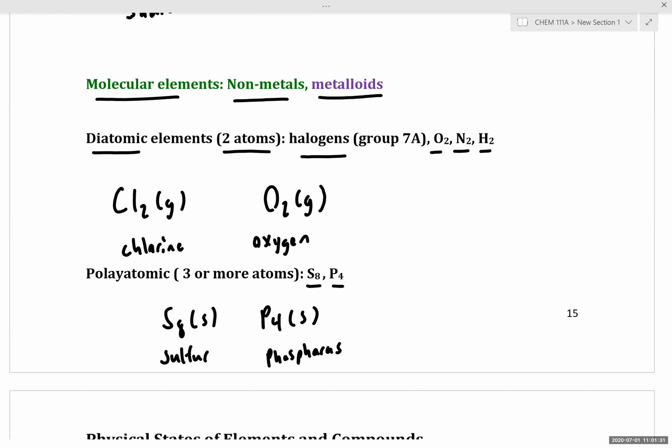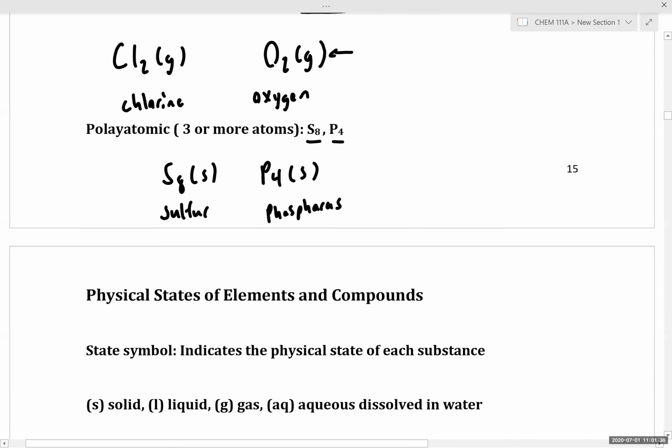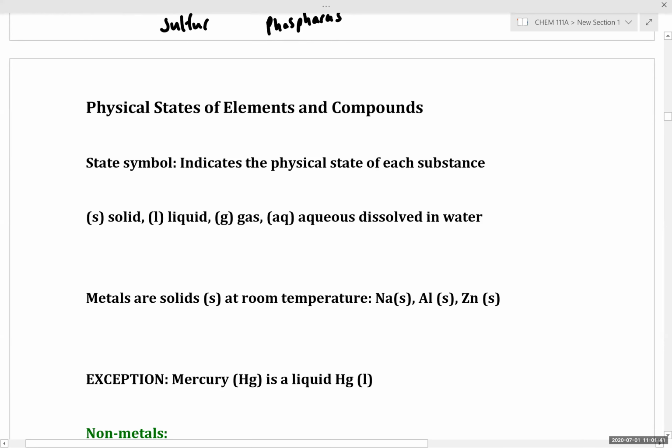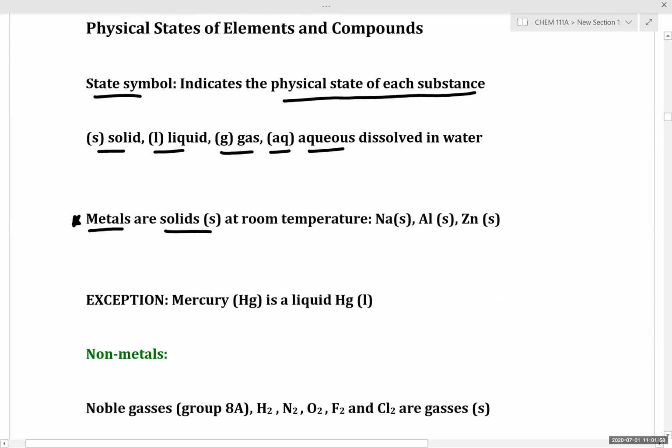So let's talk about how I'm writing these state symbols. I'm writing them out, but what is the logic behind that? The state symbol indicates the physical state of each substance: S solid, L liquid, G gas, AQ aqueous. Most of your metals are solids. The only exception is mercury, which is a liquid. I always like to remember that because mercury is found in mercury thermometers.